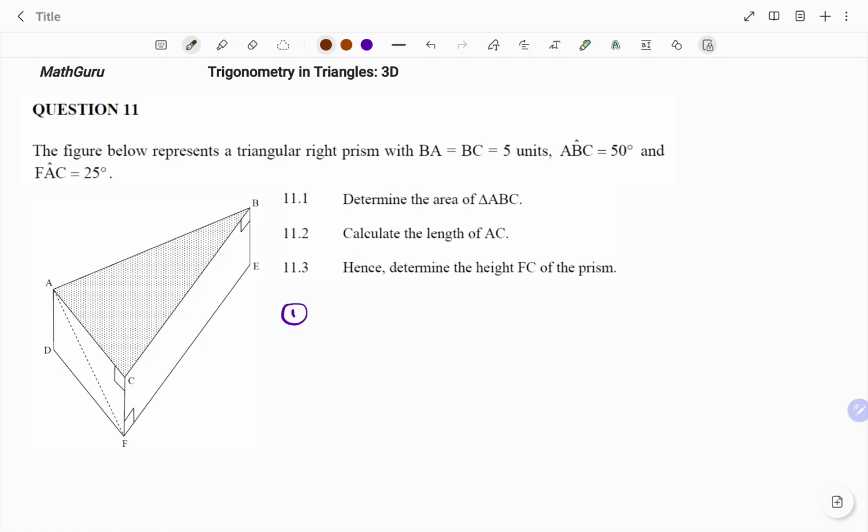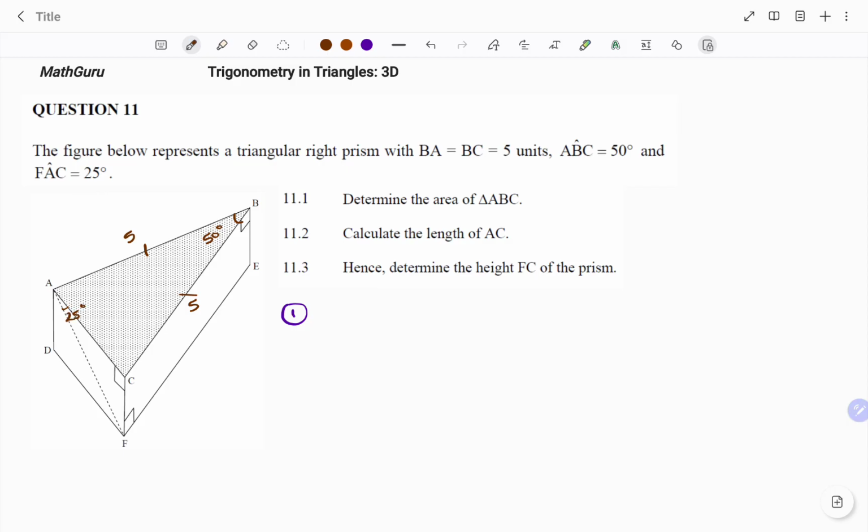Before I start solving, I'm going to put all the values stated in the question into the diagram. So we have the side BA equal to the side BC, and we've been given that to be 5 units. Then we have the angle ABC, as shown, equals 50 degrees. Then we have the angle FAC equals, that's a tiny angle there, 25 degrees.